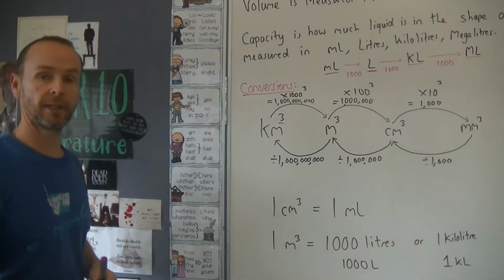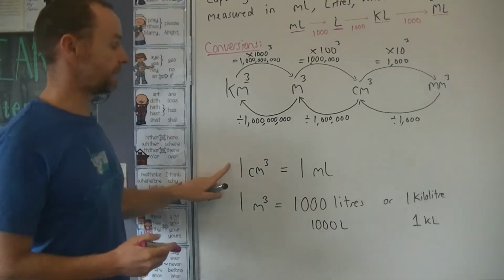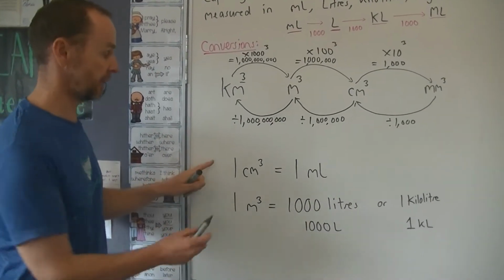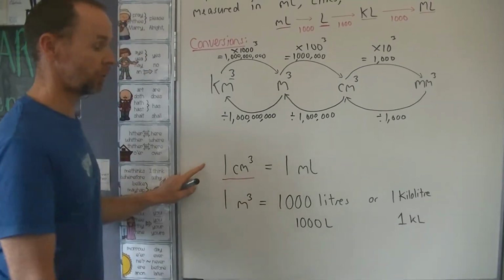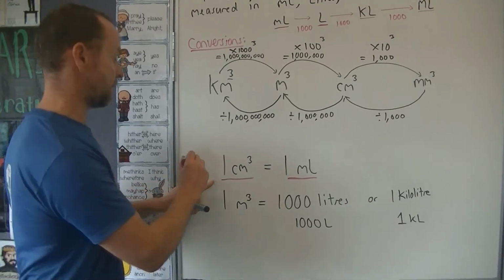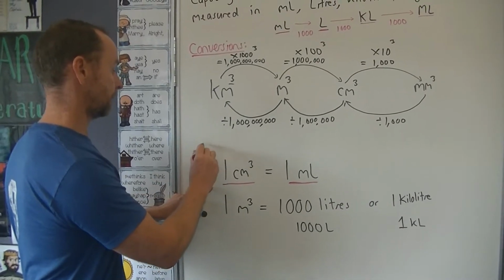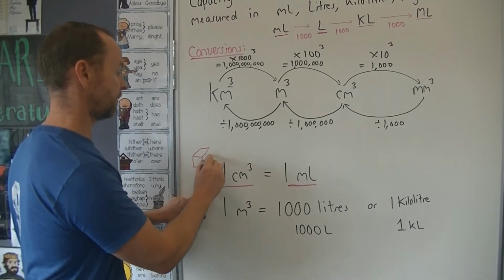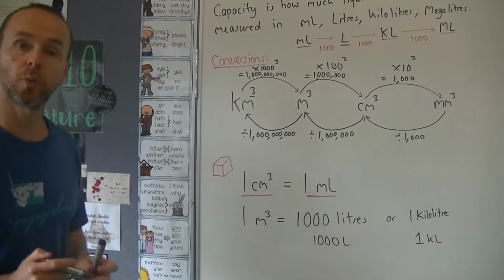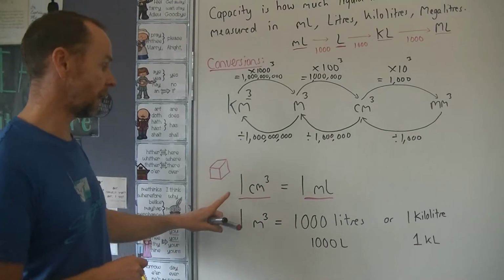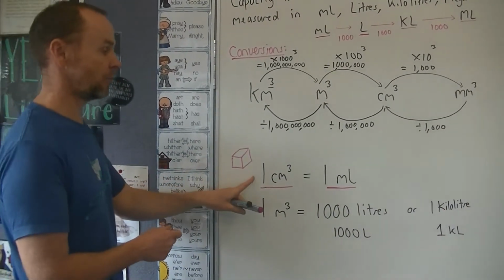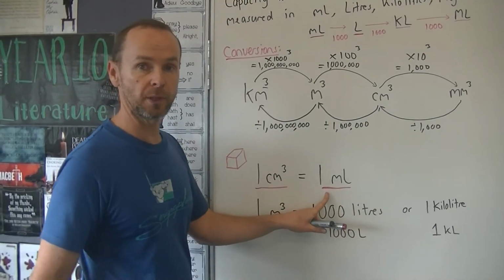Another conversion you need to know. When you work out a volume first, you can change it to a capacity. So there are two conversions you need to remember. 1 centimetre cubed is the same as 1 mil. 1 centimetre cubed is about the size of a little dice. If you fill that up with water, it's 1 mil of water. So if we had 54 cubic centimetres, it's 54 mils.